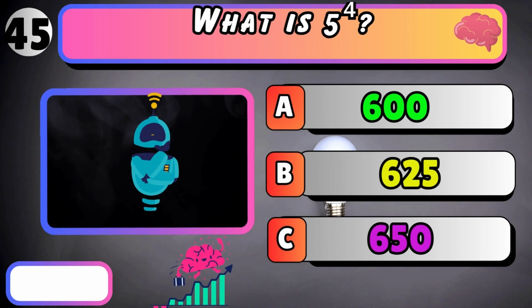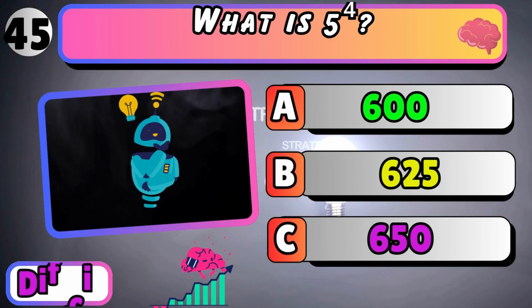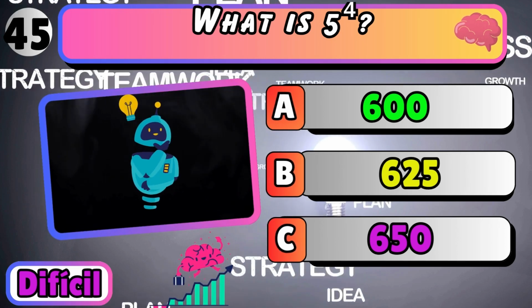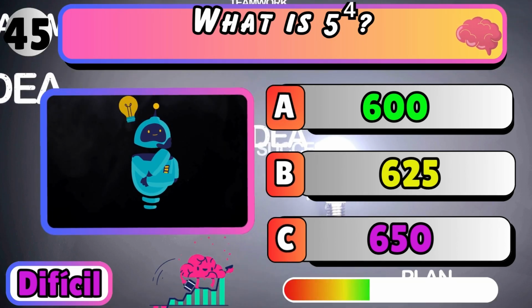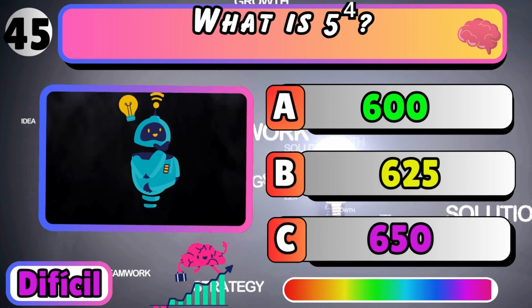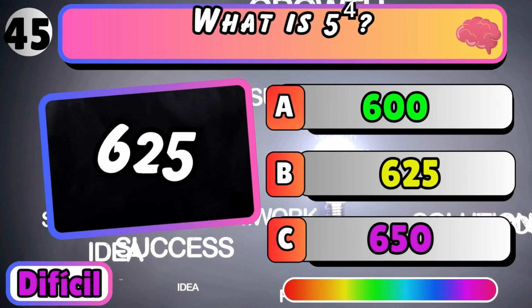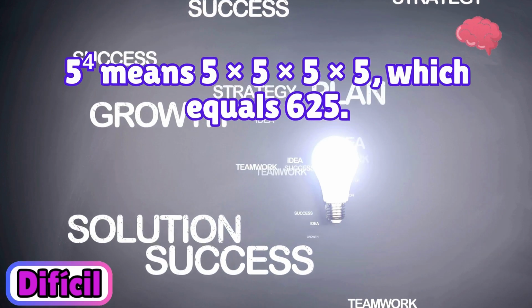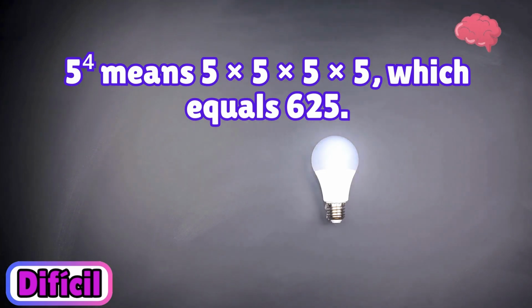What is 5 to the power of 4? 600, 625, or 650? 625. 5 to the power of 4 means 5 times 5 times 5 times 5, which equals 625.